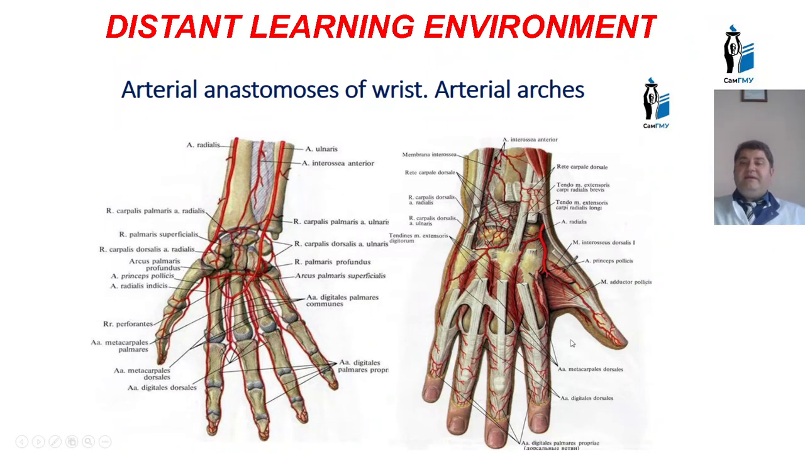So you must remember, also you may see it here, that there are 4 arteries, 2 palmar arteries and 2 dorsal arteries, 4 arteries per 1 finger or thumb, passing inside them, supplying the joints and muscles and also the skin on them.